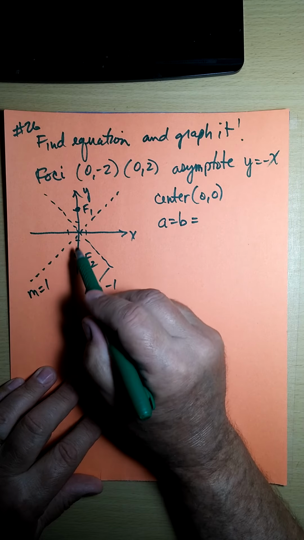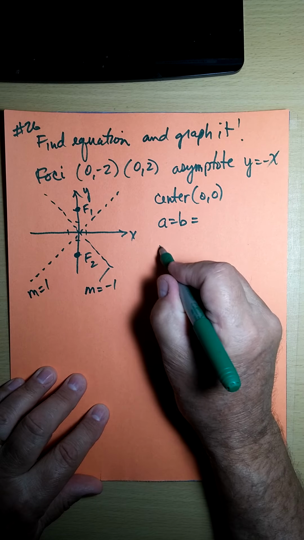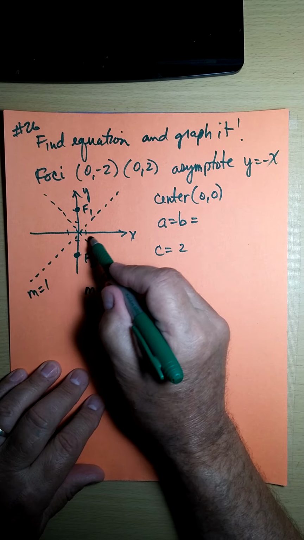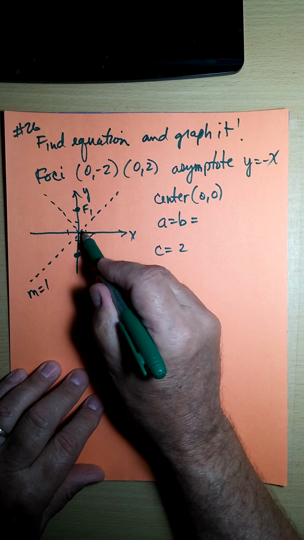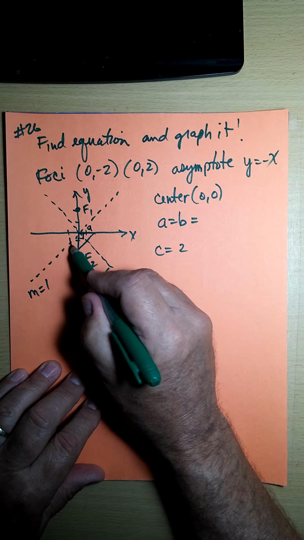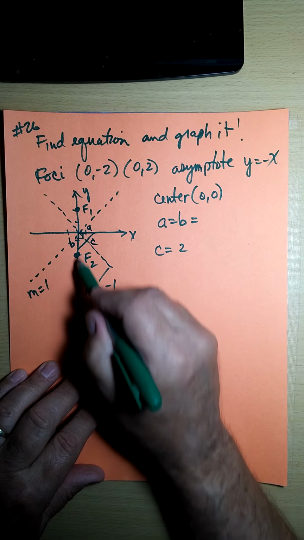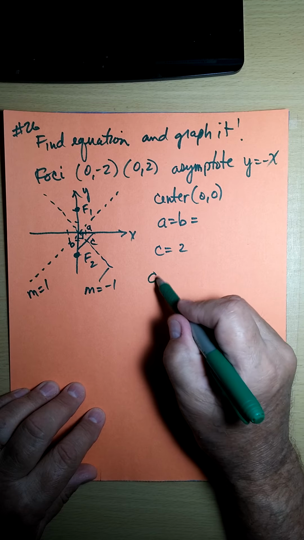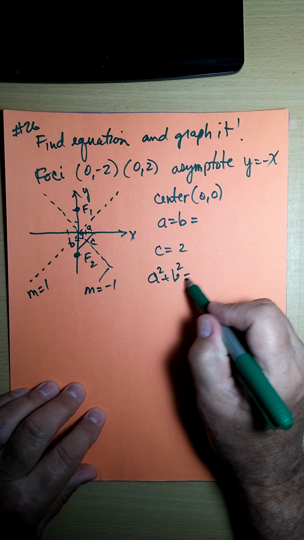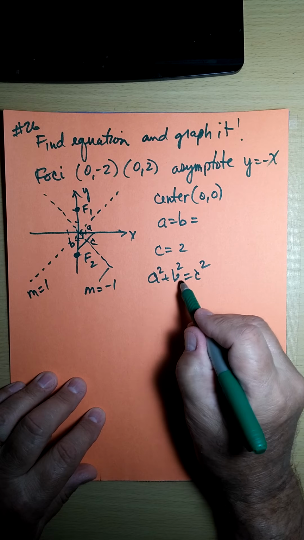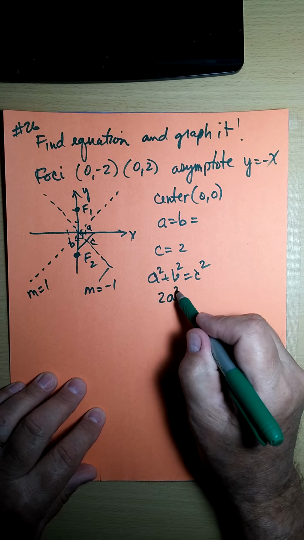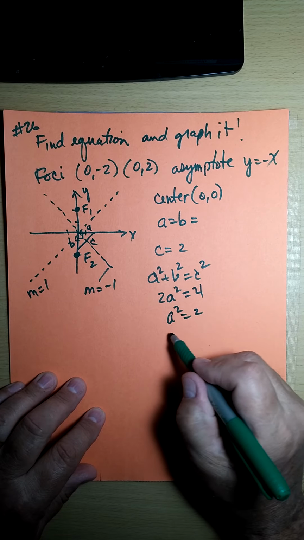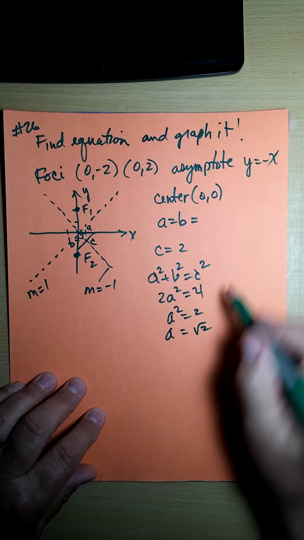The distance from the center to a focus is C, that is 2. So if we know that we've got this right triangle someplace in here, here's the A, here's the B, and C is the hypotenuse, it goes to the focus, then we can say that A squared plus B squared equals C squared. A and B are the same, so I'm going to say there's 2 A squareds, and C squared is 4, so A squared must equal 2, and A is the square root of 2. So is B.